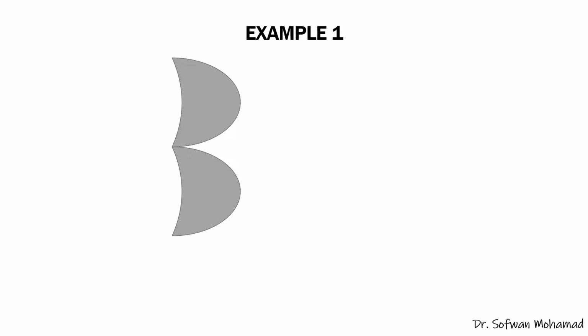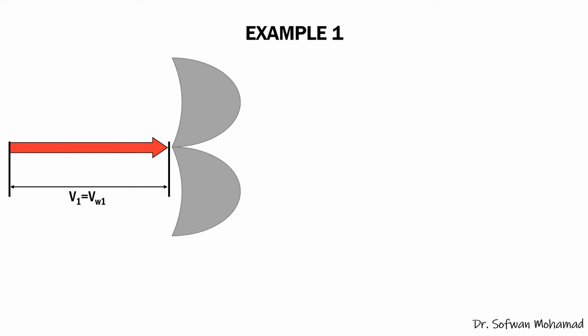So we look into the first is the V1, or the velocity at the inlet of the bucket, and we know that for Pelton wheel V1 is equal to VW1, and then U1, which is the velocity of the bucket, and VR1, the relative velocity experienced by the bucket.